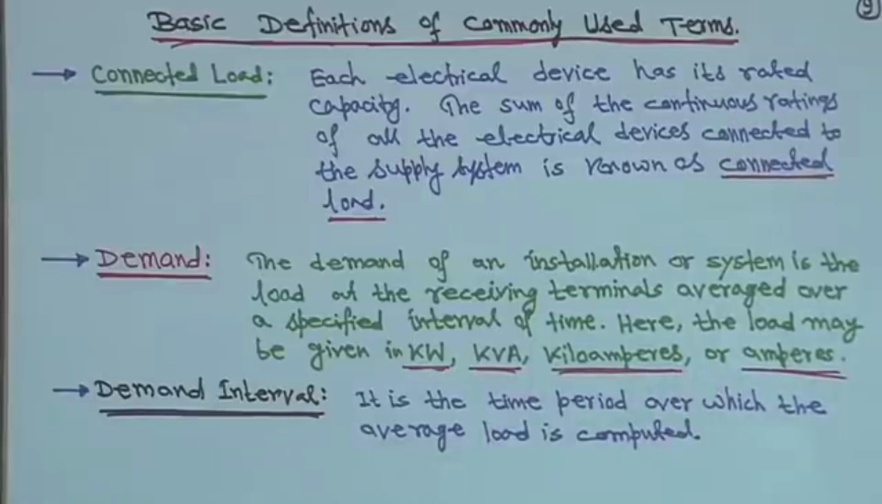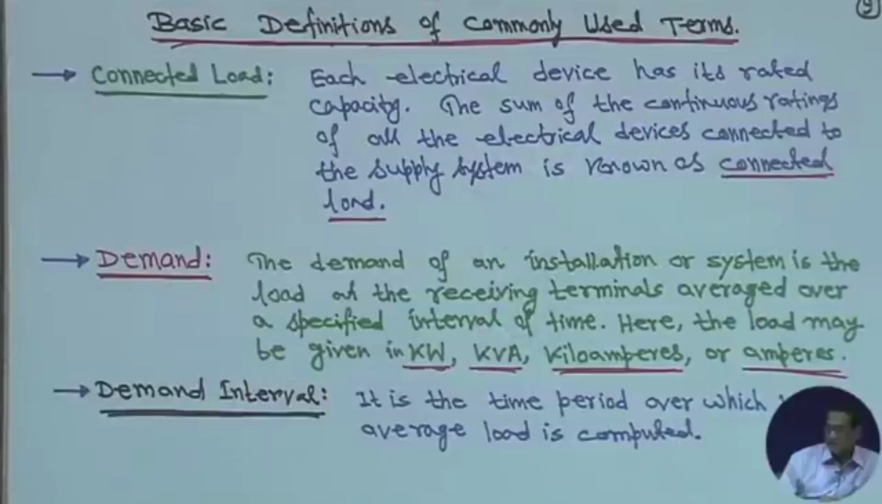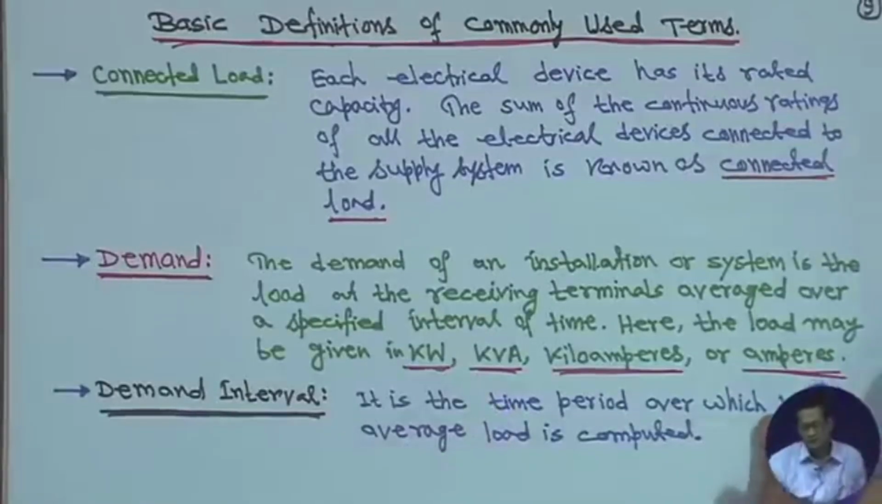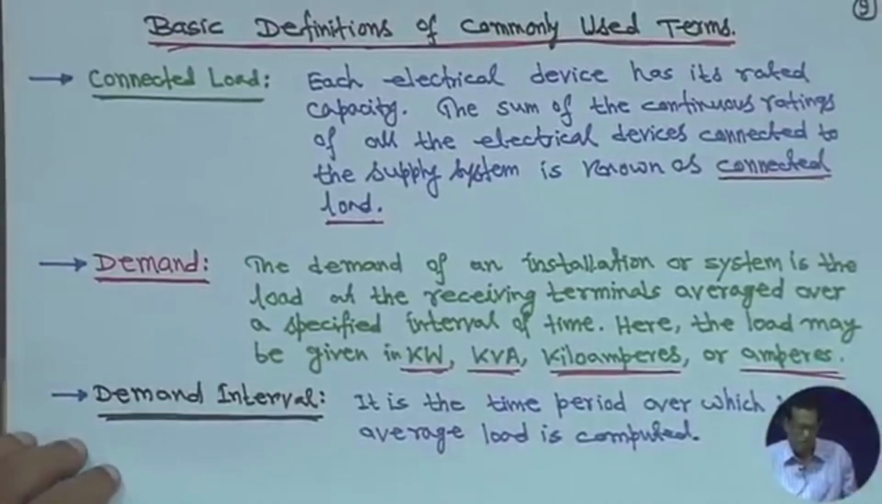Then demand interval: it is the time period over which the average load is computed. Suppose for a day you have 24 hours, and every hour there is a load. If you compute the average load for 24 hours, then the 24 hours is the demand interval, the time period over which the average load is computed. We will take many examples, and at that time you will see. So, connected load, demand interval.